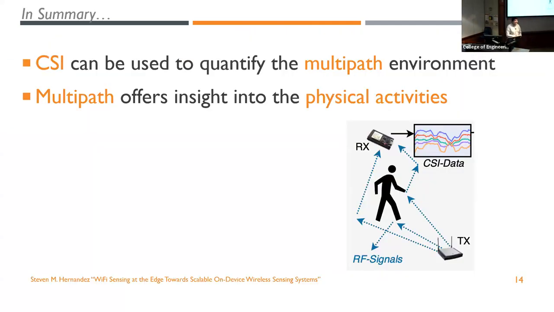All right, so in summary, for the background of Wi-Fi sensing, I wanna mention these two things. Channel state information can be used to quantify the multipath environment. And that multipath environment then allows us to recognize the physical activities or physical attributes of that environment.